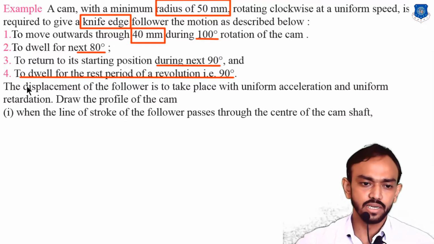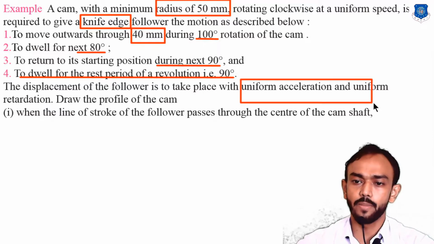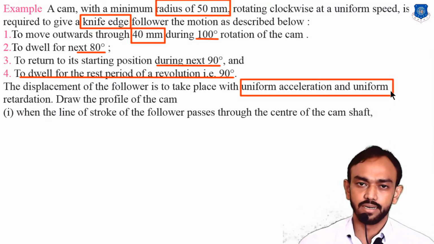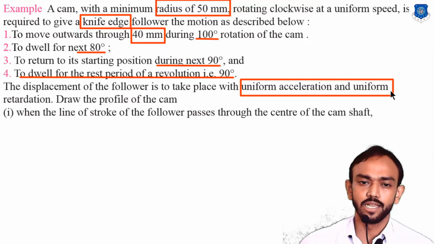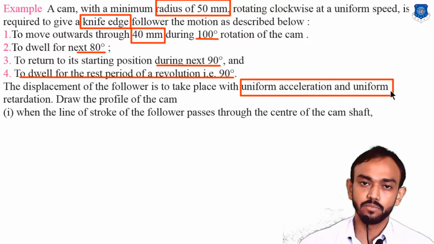So the displacement of the follower takes place with uniform acceleration and uniform retardation. Always remember that before starting the cam profile you have to understand which type of motion is there: uniform velocity, uniform acceleration, simple harmonic or cycloidal. There are 4 types of displacement diagram, and we have to understand which type of displacement diagram we have to draw for the follower.